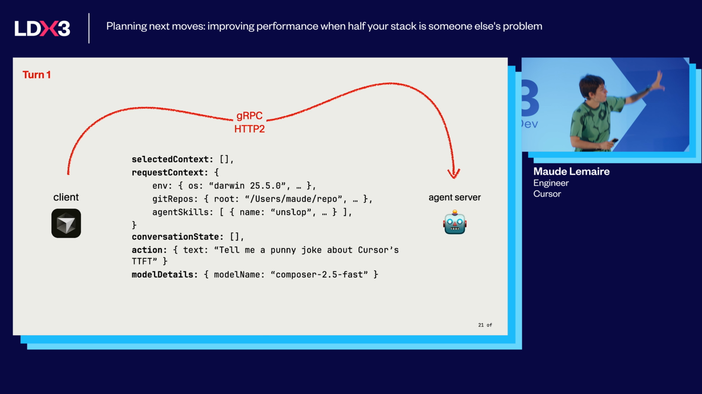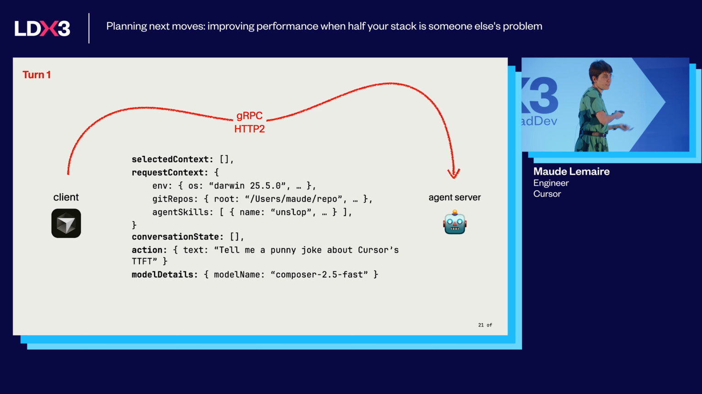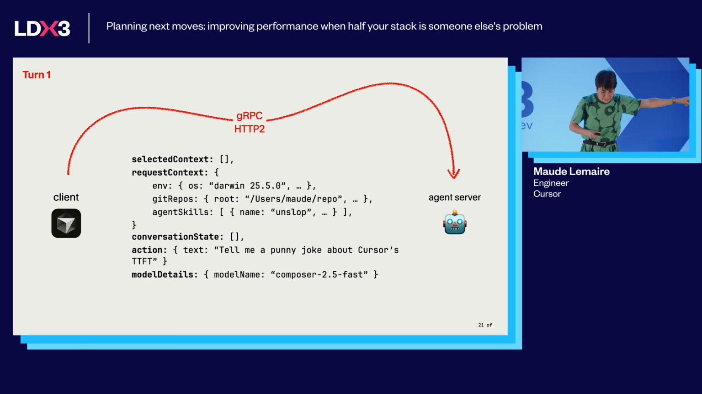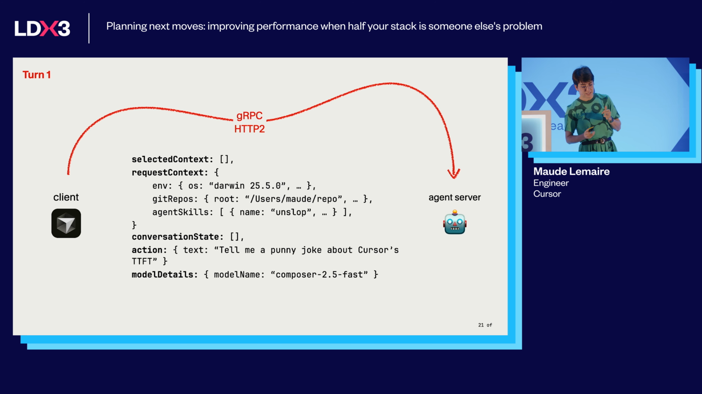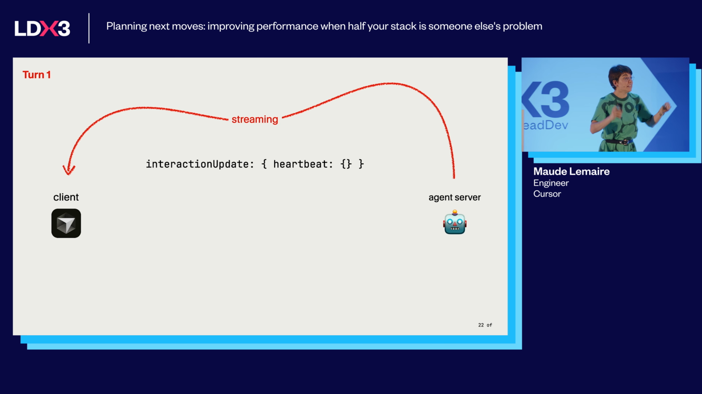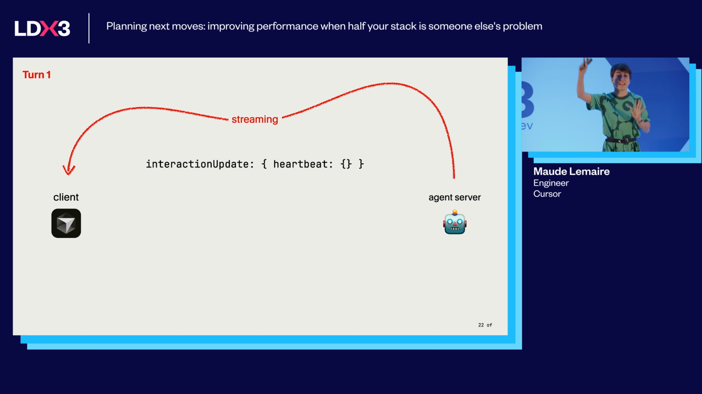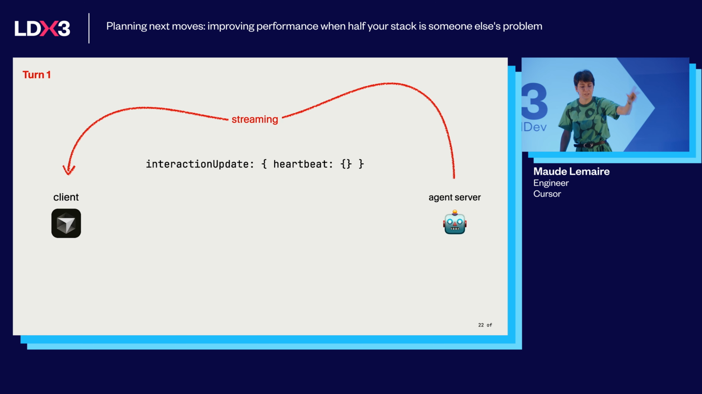This is a trimmed down version of what that request looks like. It's a gRPC request. Primarily, we use HTTP2 for streaming, and that's sent over to the agent server. Notice here that conversation state is empty, but this will come into play later. So this is how the agent gets its request. And then immediately on the agent, it returns a heartbeat so that the client knows, OK, it has received the request. I don't need to retry getting a new connection to the agent, and it just sits there and waits.